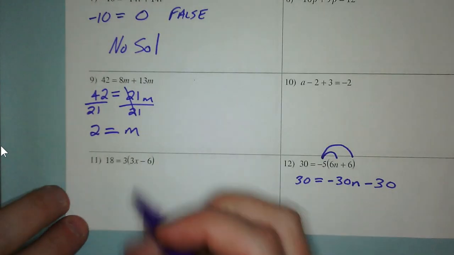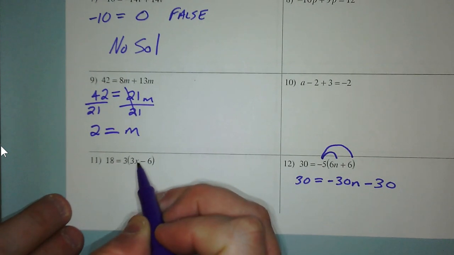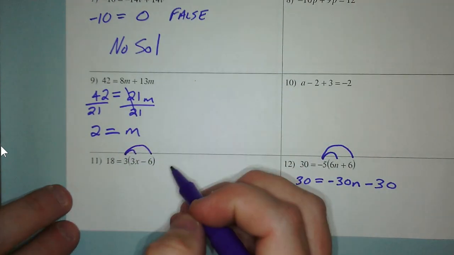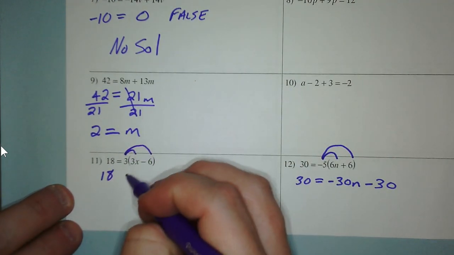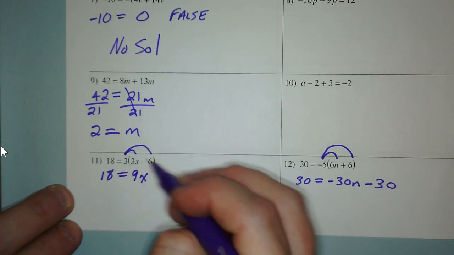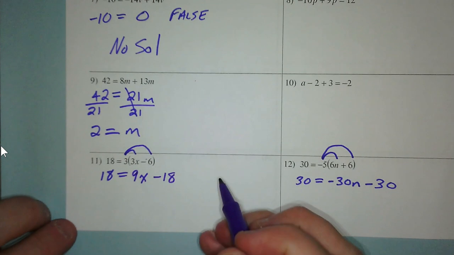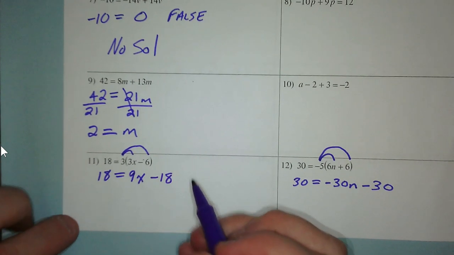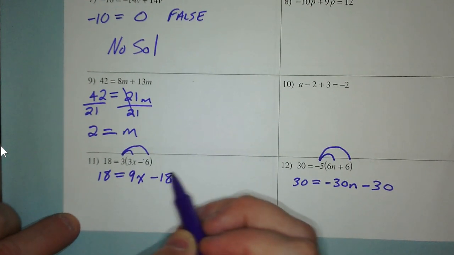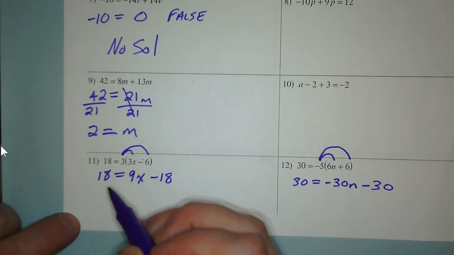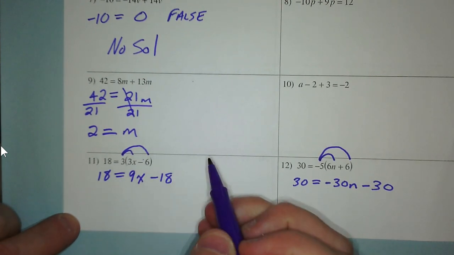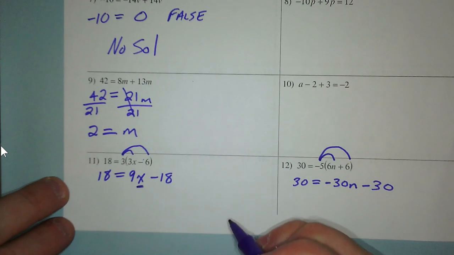Number 11, you look at this and you only see an x one time, but you do see these parentheses. So the very first thing you want to do is distribute and clear the parentheses. So 3 times 3x is 9x, and then 3 times negative 6 is minus 18. Now you can move on with the business of getting x all by itself. Because again, I don't see any like terms that are already on the same side, and I don't see an x term both on the right side and on the left side. There's nothing like that to do. So I just have to focus on getting x by itself.